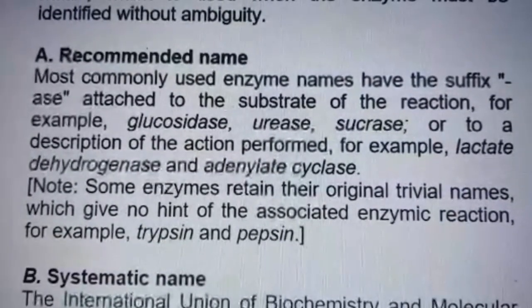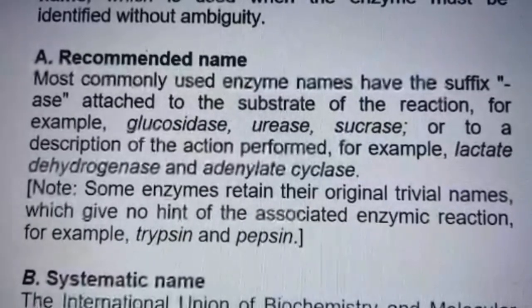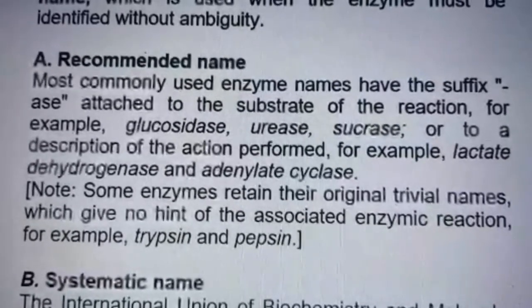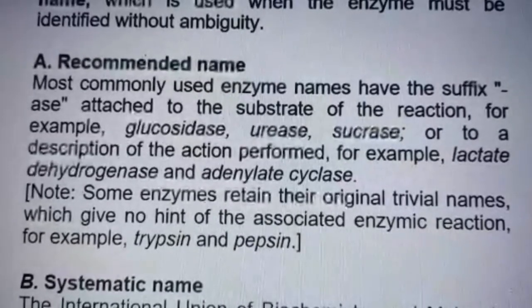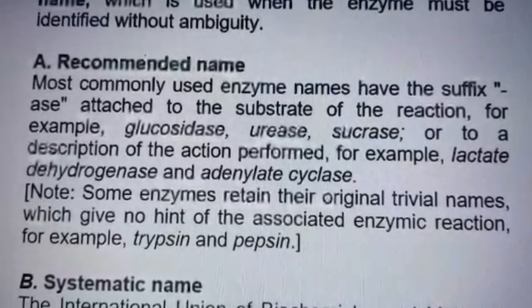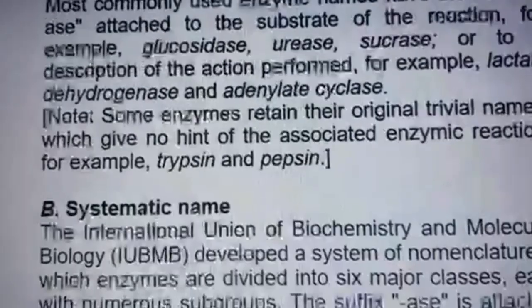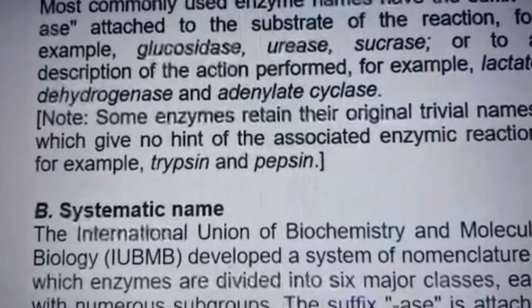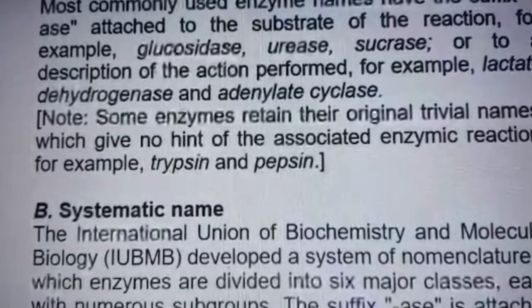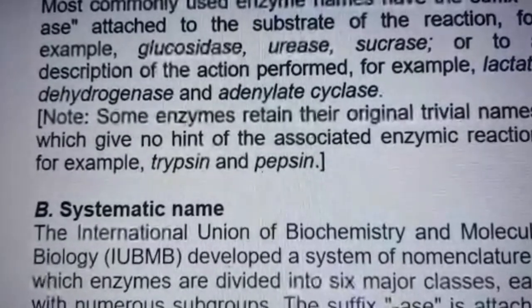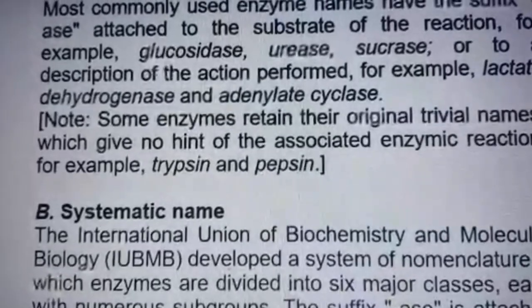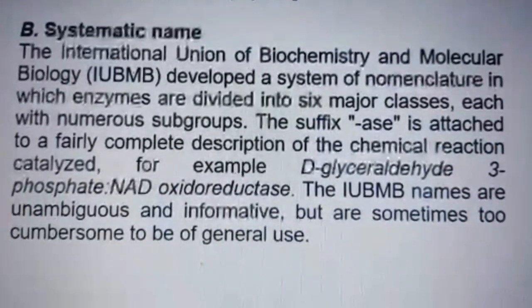Sometimes further description is added in the recommended name. For example, lactate dehydrogenase, that is, it acts on the lactate and helps in the removal of a hydrogen, and adenylate cyclase, etc. But it should also be noted here that some enzymes retain their original trivial names, for example trypsin, pepsin, etc. The other name is the systematic name.